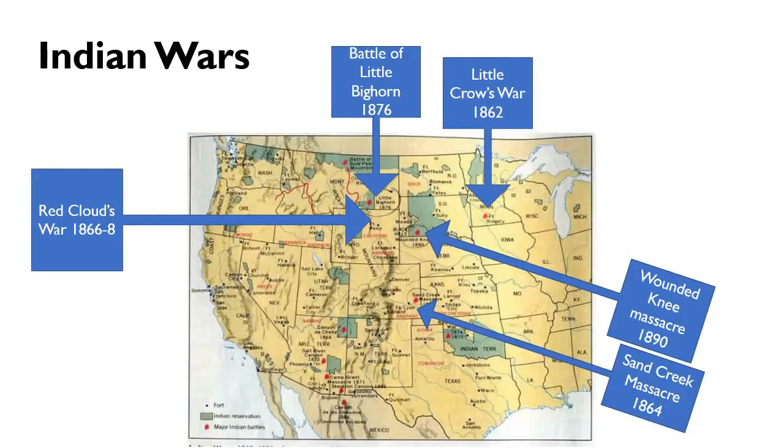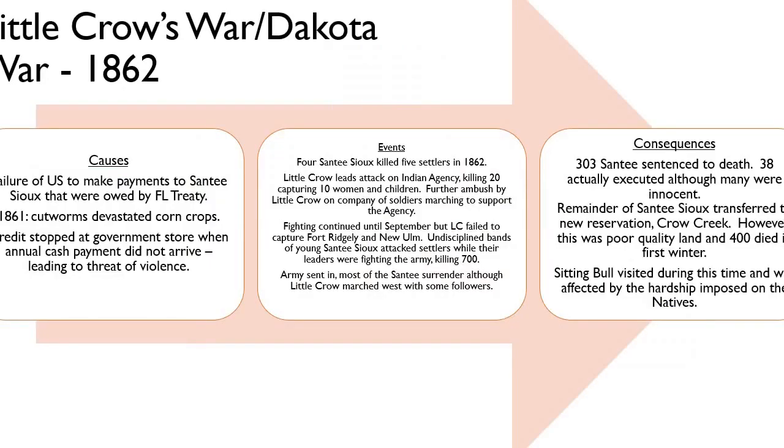There's a whole series of conflicts on the plains that you need to know about, and this map just shows you where they are and the geographic location of these conflicts. We're going to focus, as I say, in this video on Little Crow's War first of all, and then the Sand Creek Massacre in 1864.